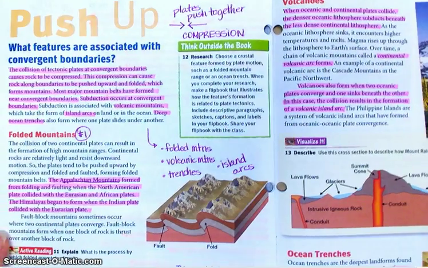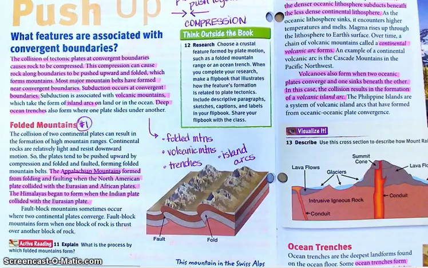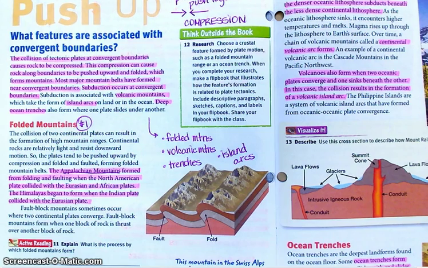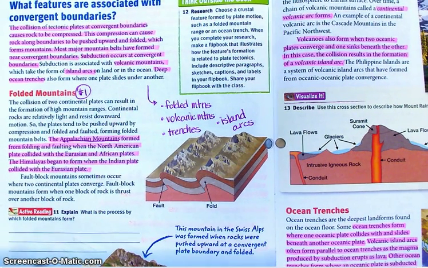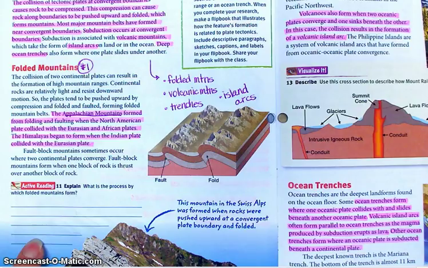All right. Fault block mountains sometimes occur when two continental plates converge. Basically, you've got rock being thrust up and over another block of rock, and you kind of get breaks periodically. So those are fault block mountains. I'm not going to write it down, but you guys can. What's the process by which folded mountains form? Folded mountains form as a result of converging plates which cause rock to be compressed and pushed upward and folded.